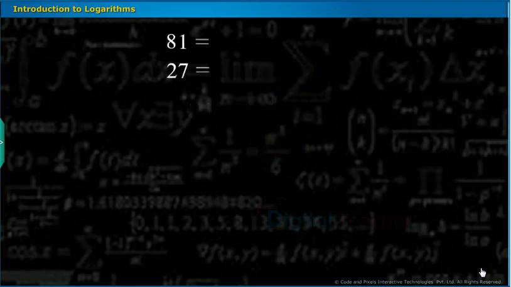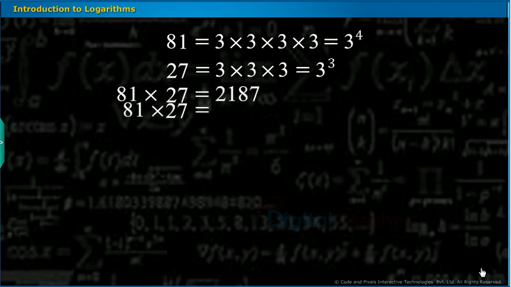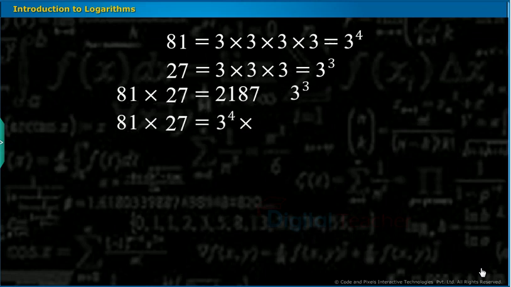We know that any composite number can be expressed as a product of powers of prime numbers. Suppose we want to multiply 27 with 81. One way is to multiply both the numbers directly. The other way is to use the rules of exponents. The product of 27 and 81 can be written as 3 power 7 according to the laws of exponents, as shown on screen.